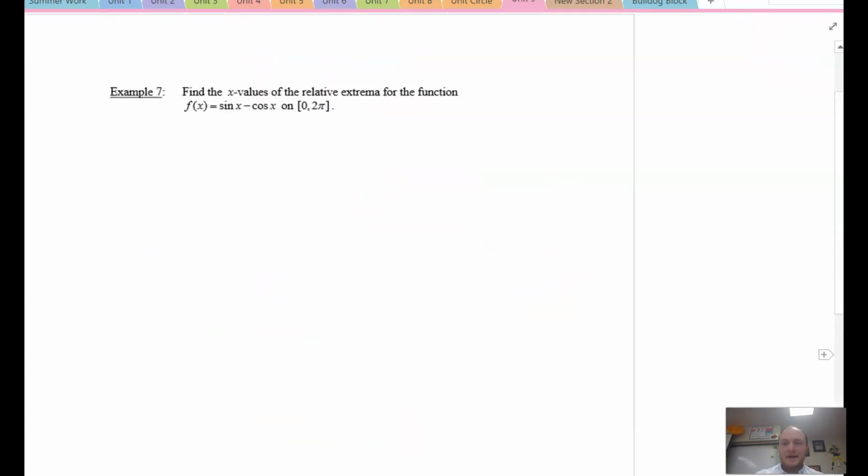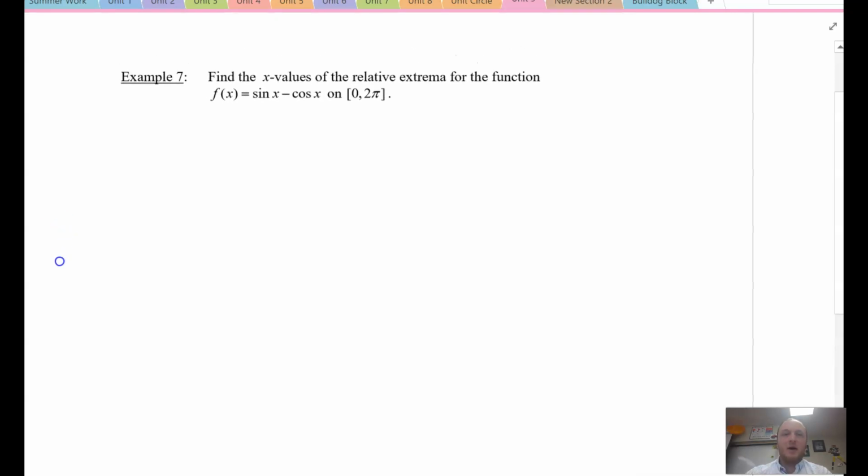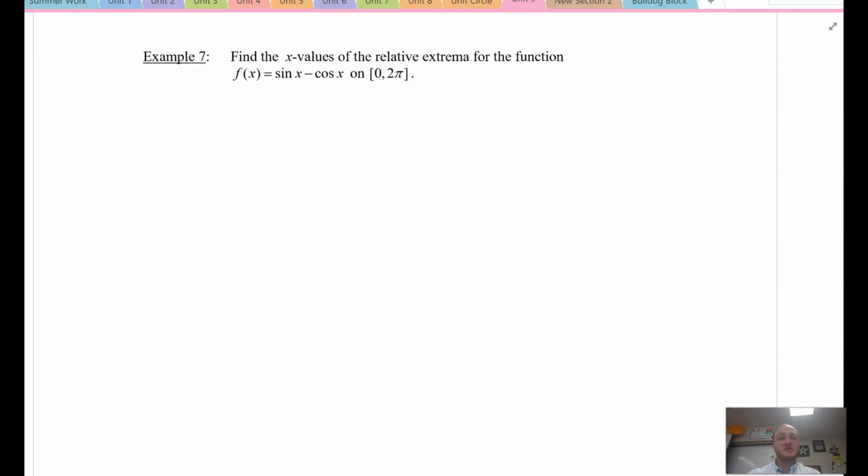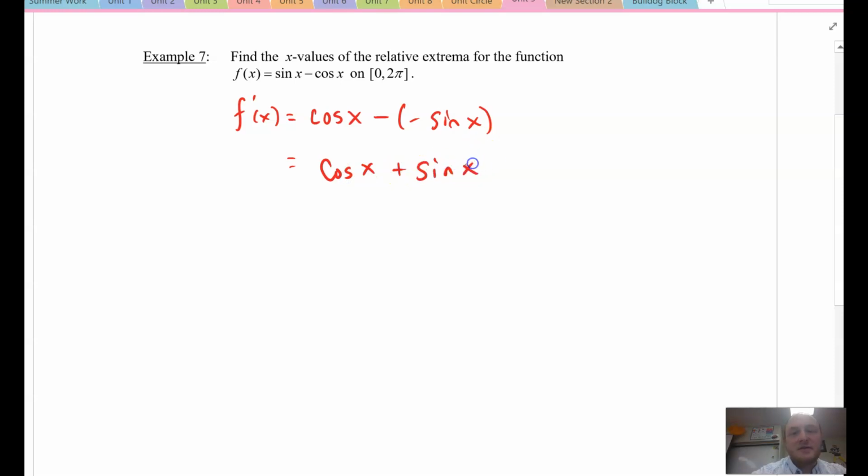All right, now let's look at some applications. I want to find the x values of the relative extrema for the function f of x equals sine of x minus cosine of x on 0 to 2 pi inclusive. If I want extrema, what I need is a derivative. So I need to know what is f prime of x. The derivative of sine is cosine of x, minus the derivative of cosine, which is negative sine of x, which happens to be cosine of x plus sine of x. There's my derivative.